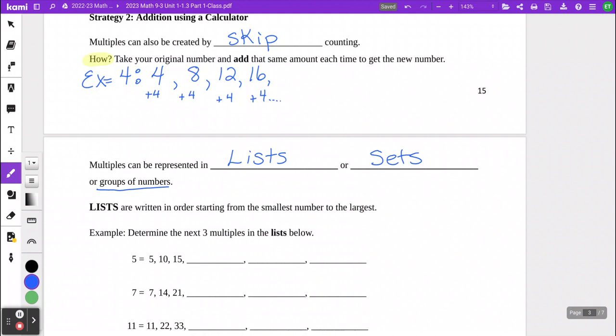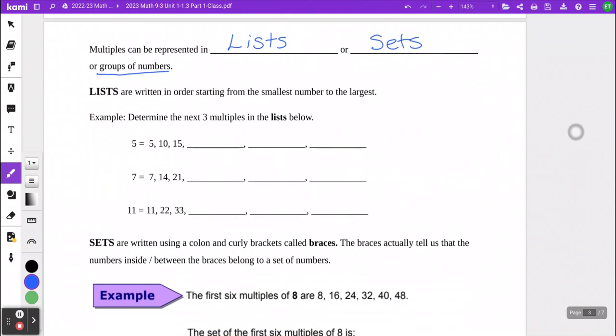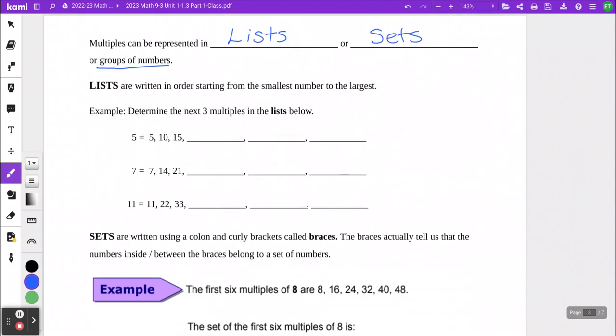We have to find out what lists are, so let's turn the page. Lists are written in order, starting with the smallest number and going to the largest, so small to big. My first example shows the number 5, and then 3 numbers: 5, 10, 15. What are we counting by? We're counting by 5s, so we could add 5 every time.